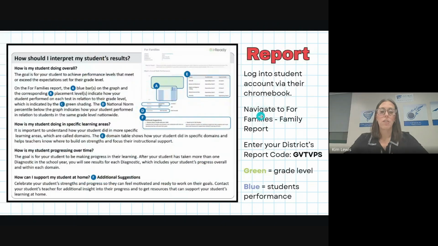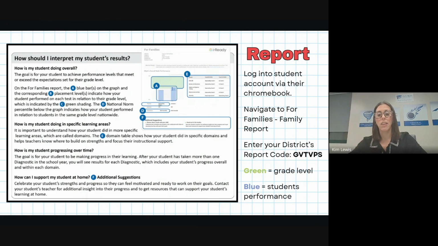So in terms of reading the diagnostic report, I know an email was sent out with some instructions for how to access that report. If you have not done that yet, that's okay. But it is available at any time to you through your student's account. So you do have to have their computer, and they have to log into their iReady account. They can then navigate to that For Families button. It's up in the top right-hand corner.